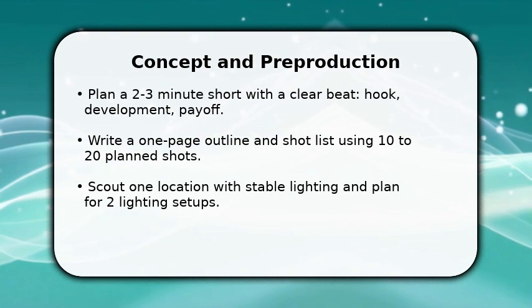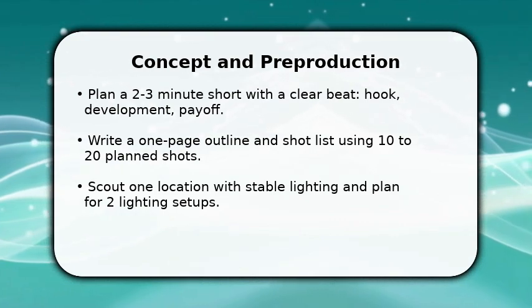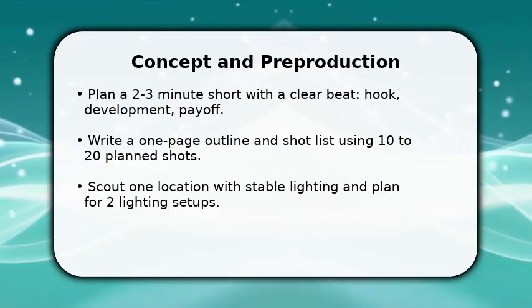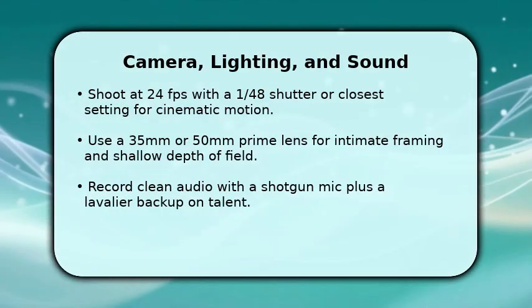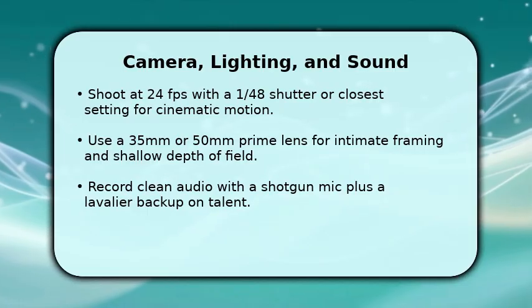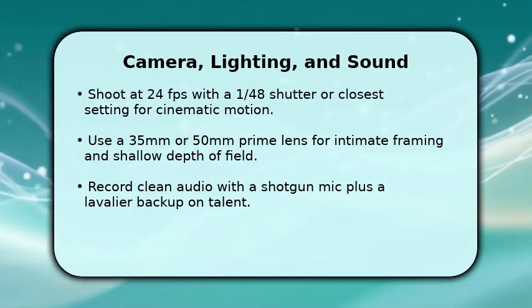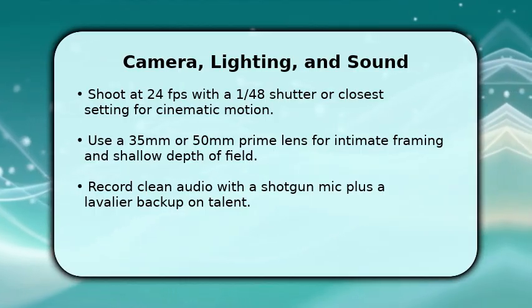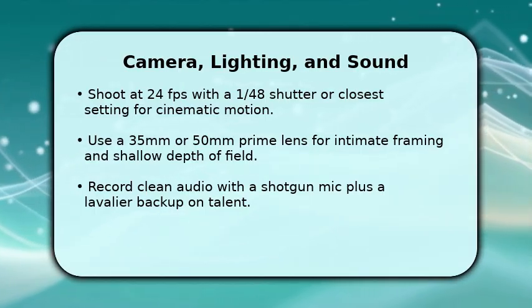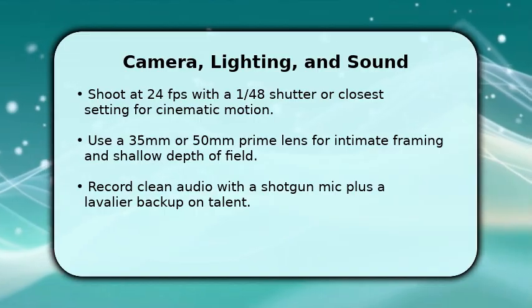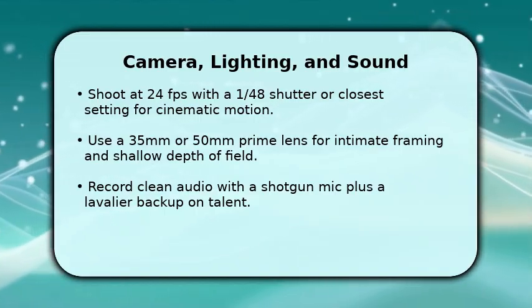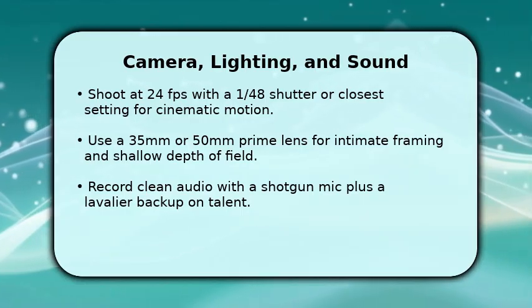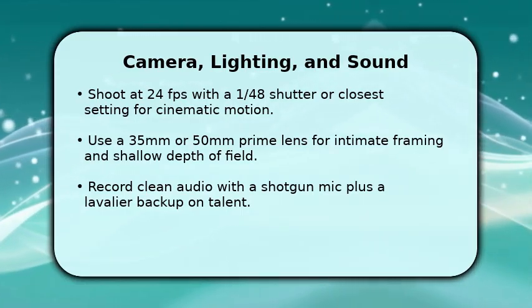For cinematic look, set camera to 24 FPS and use a 1/48 shutter or the closest available to replicate film motion. Choose a 35mm or 50mm prime lens for subject isolation and 1/4 to 1/8 stop aperture adjustments to control depth of field. Light scenes with a key and a fill. Use a 1,000 to 2,000 lumen LED for key and a 300 to 600 lumen panel for fill.